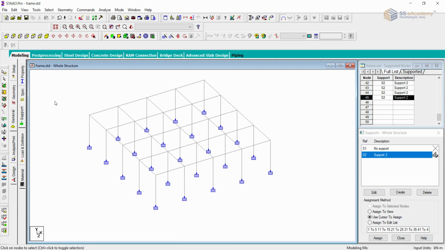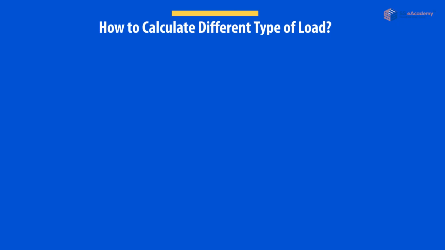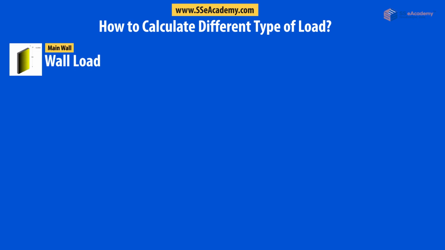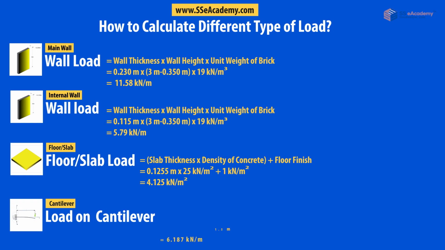So let's first understand what loads are incorporated in buildings. As you can see, the basic loads which we are considering are the wall loads, the internal or partition wall loads, and the floor load, that is the slab load. As I have mentioned earlier, we will not model the slab as a plate element in STAAD, but instead we will apply the slab load as a floor load. And if we have any cantilever part, then we can also calculate that. So the basic loads which we have to calculate are the wall loads and the floor loads.